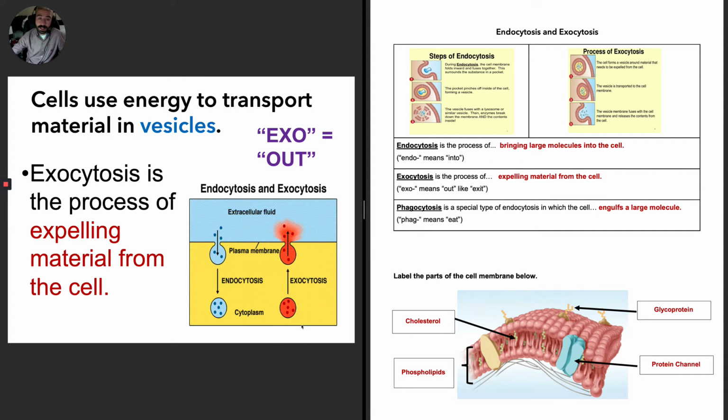The opposite is if a vesicle, say there's a protein in it and it was sent from the Golgi apparatus or something, could be going up and hits the cell membrane.